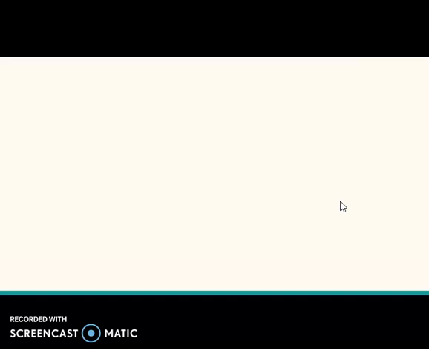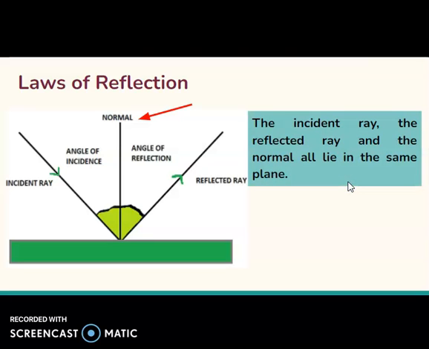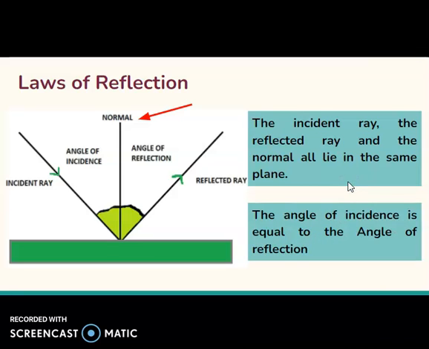Let's begin with the laws of reflection. The laws of reflection determine the reflection of incident light rays on reflecting surfaces like mirrors, smooth metal surfaces, and clear water. Let's consider a plane mirror as shown in the figure. Remember that angle is always measured from the normal. The laws of reflection state that the incident ray, the reflected ray, and the normal all lie in the same plane, and the angle of incidence is equal to the angle of reflection.